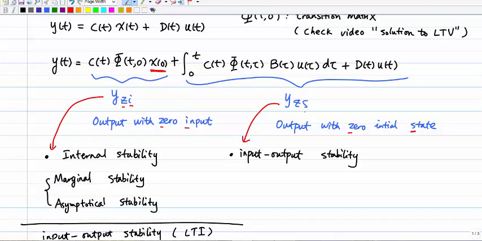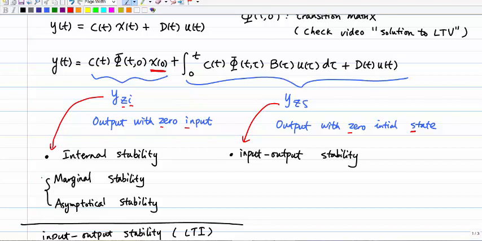So the second component we're talking about, what is the impact of input on the output, is called input-output stability. Okay, this one we don't consider x0, so this is considered to be 0. We only consider this part, okay? So this is called input-output stability.